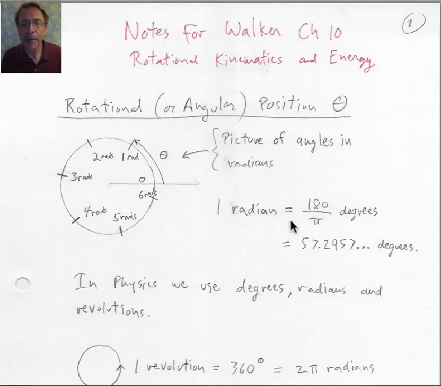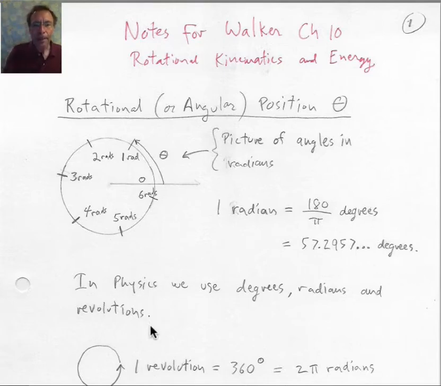And here we have that a radian is 180 degrees divided by pi. That's a good conversion factor. And pi being an irrational number, we have that 1 radian is 57.2957, and then there's an infinite number of digits after that.